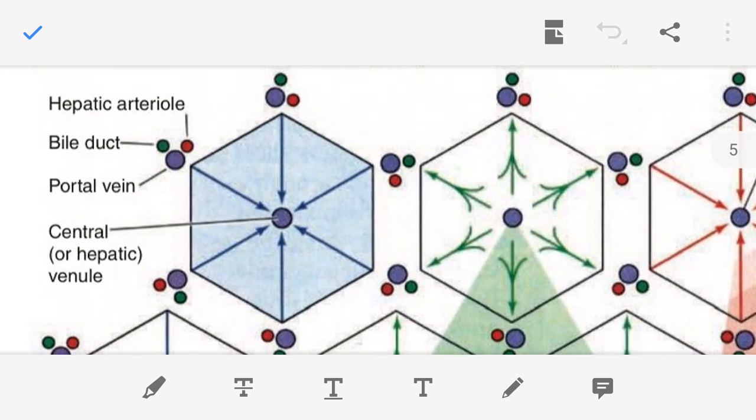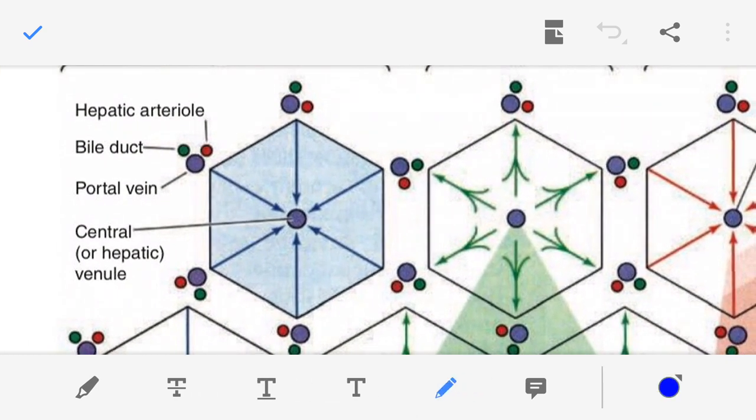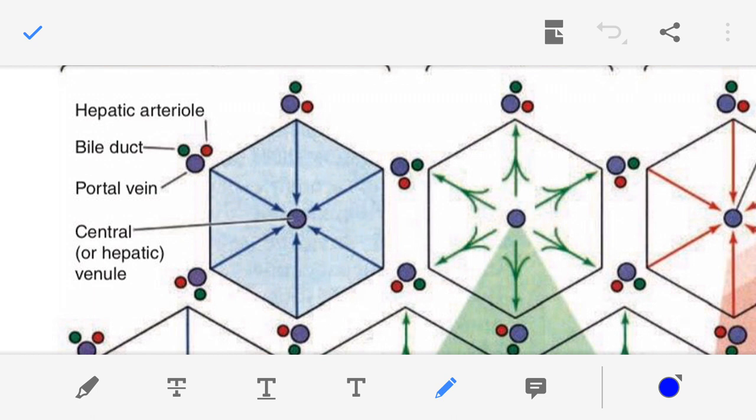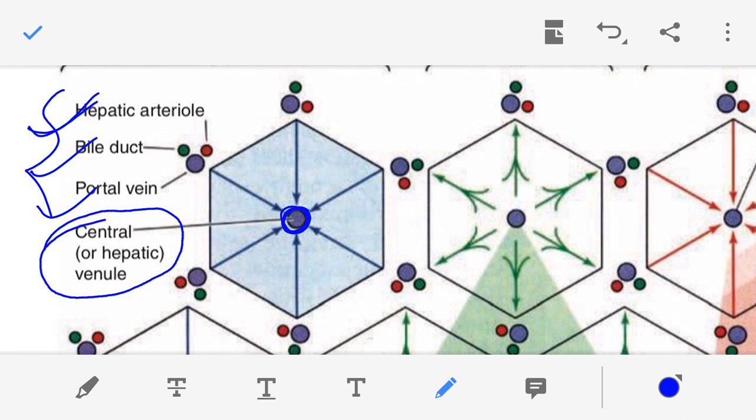And what they are showing is that on the corners of this hexagon, the portal triads are present. So these are all portal triads. In the portal triad, there is a hepatic artery, or the arteriole, the bile duct and the portal vein. Together, these three are known as the portal triad. And in the center of the hexagon, the central vein, or the venule, is present. So this is the central vein they are showing.